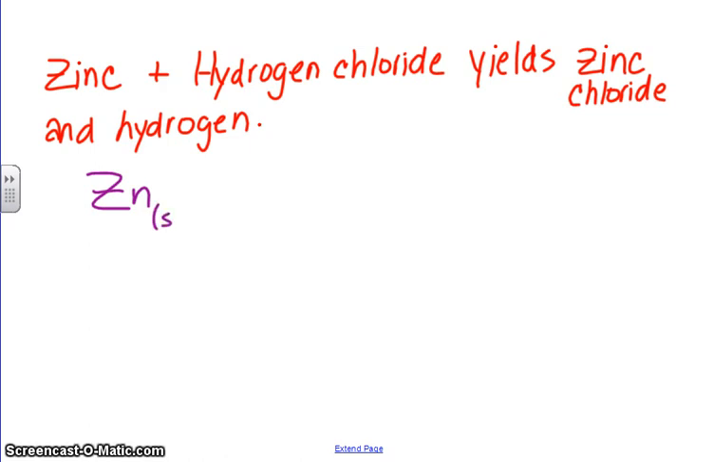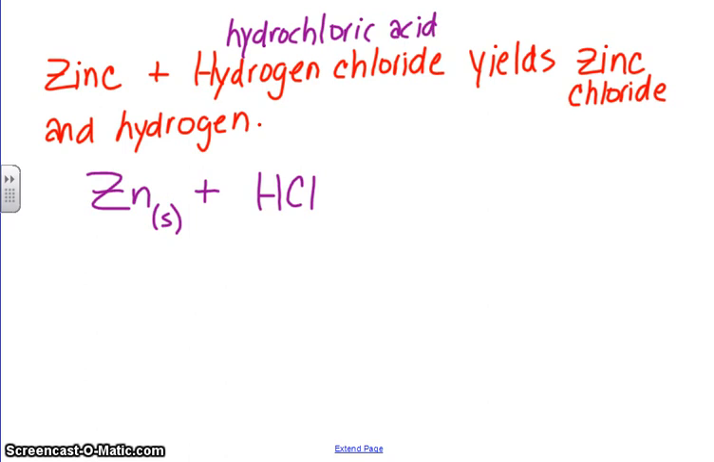Solid. Okay. Plus hydrogen chloride, HCl. Actually, what's another way of saying HCl, since it's an acid? Hydrochloric acid. It'd be better if we called it hydrochloric acid. Now, when we use acids, we usually denote them as being aqueous.